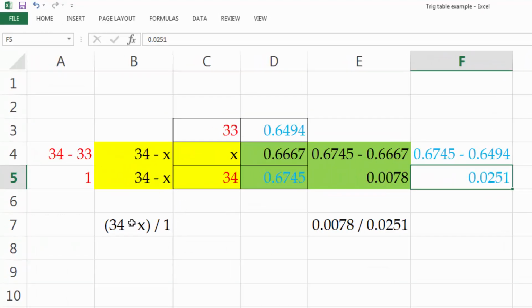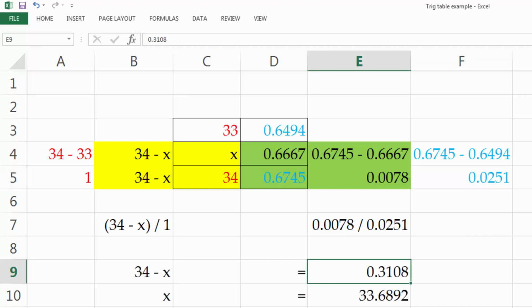So we take 34 minus x, divide by 1.0078 minus 0.0251. Now this is going to be annoying. It would be long division of four decimal place numbers. Yeah, that's long and tedious, but maybe you need to practice just as much as I do. So I will admit that I actually used a calculator, so oh well.